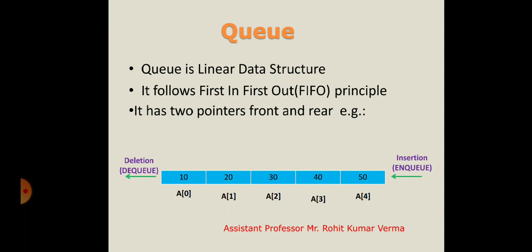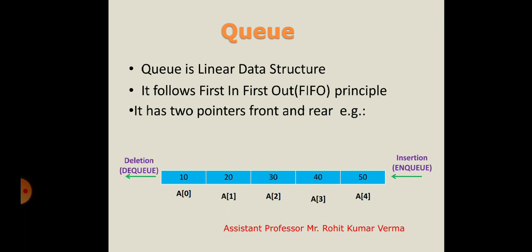Dear students, we have another function, that is the full function. Why are we using the full function? To check whether the queue is full or not. Similarly, we have another function, that is the empty function. Why are we using the empty function? Whenever we want to check if the queue is empty, we use the empty function.